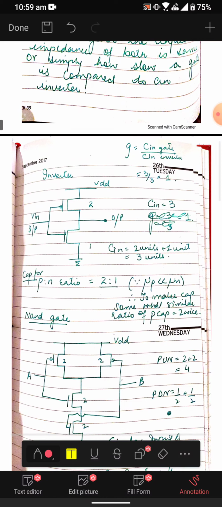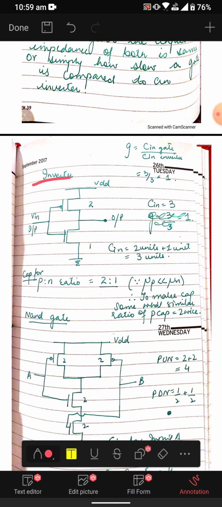Okay, now let's understand how we calculate this G. Let's take the example of an inverter. This is your inverter circuit. You know that the width is 1 for NMOS and that of PMOS is 2. You know why it is there? Because we have to do the appropriate sizing of the transistor in order to get a smooth output.